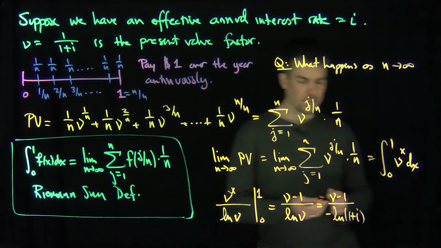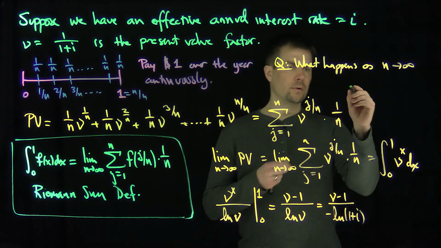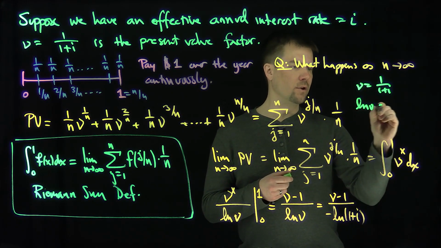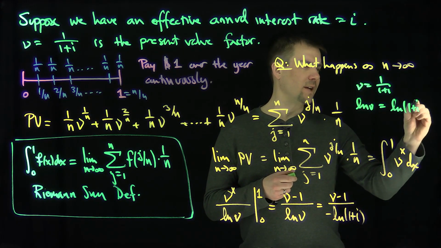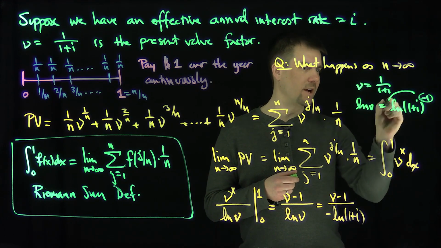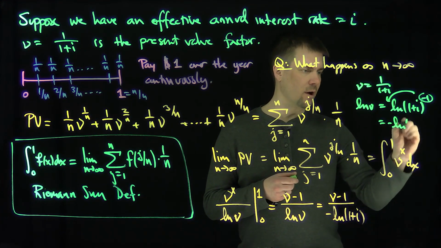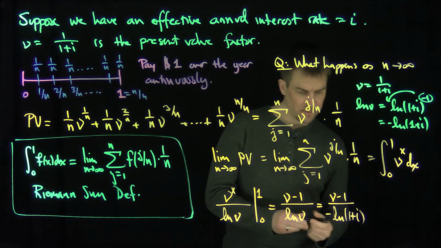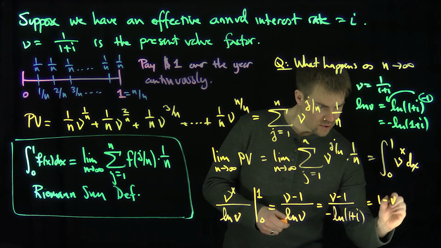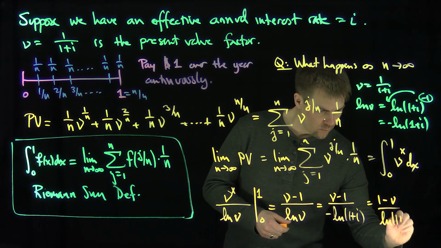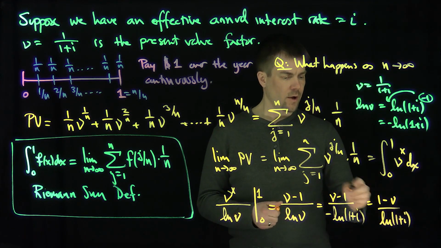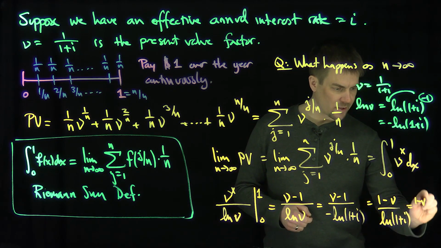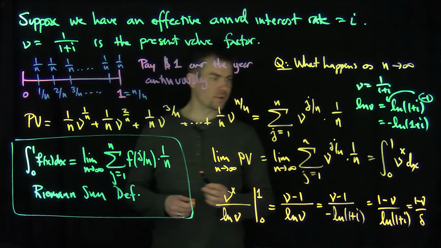Because here I'm using what fact? I know that nu is 1 over 1 plus I, and so the log of nu is the log of 1 plus I to the negative 1, and with logs I can bring out powers, so this is the same as negative log of 1 plus I. So I'm using that property of logarithms, so now I'm going to simplify this as just 1 minus nu over the natural log of 1 plus I, and that's the present value of this annuity stream. And oftentimes you write this as 1 minus nu over delta, where delta is the force of interest.